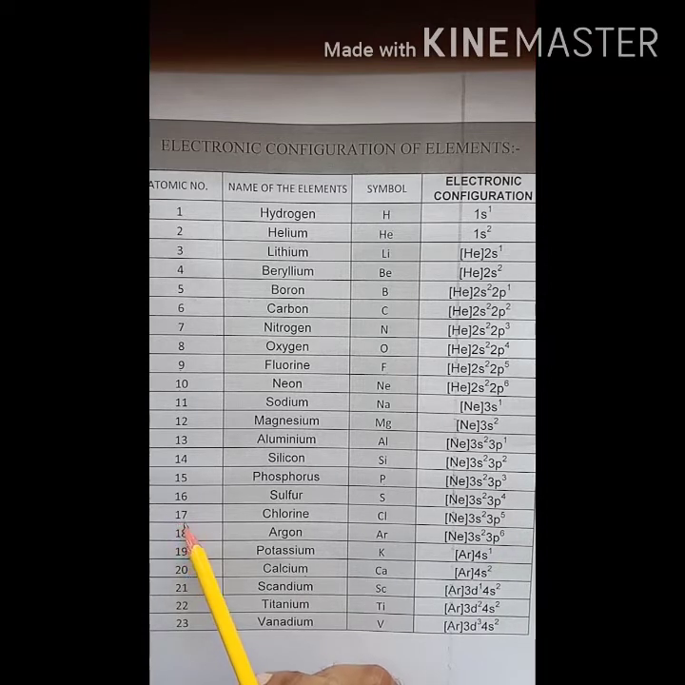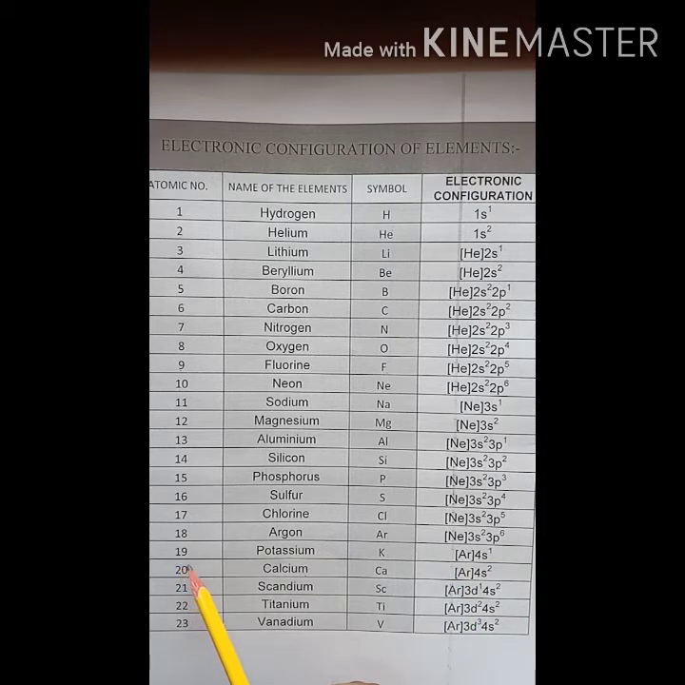The next atomic number is 17. Name of the element is chlorine. Symbol is Cl. Electronic configuration is [Ne] 3s2 3p5. Next atomic number is 18. Name of the element is argon. Symbol is Ar. Electronic configuration is [Ne] 3s2 3p6.